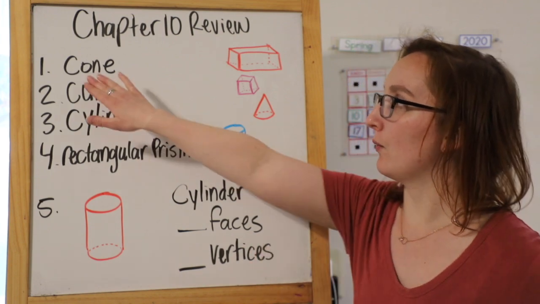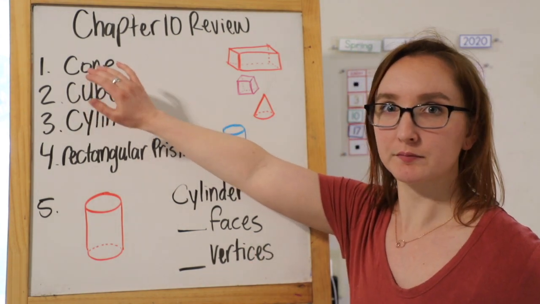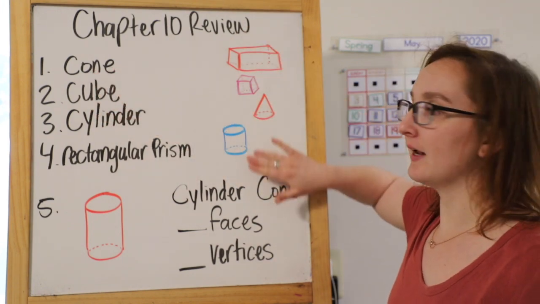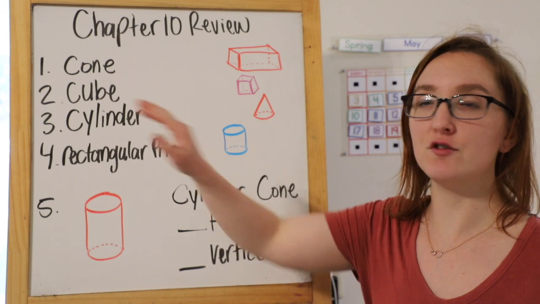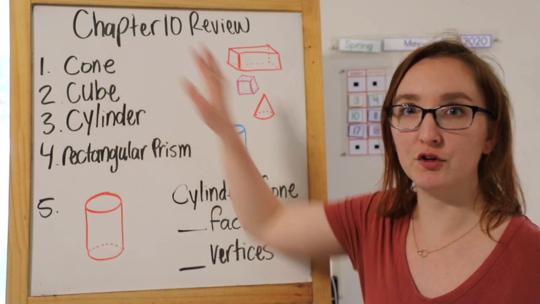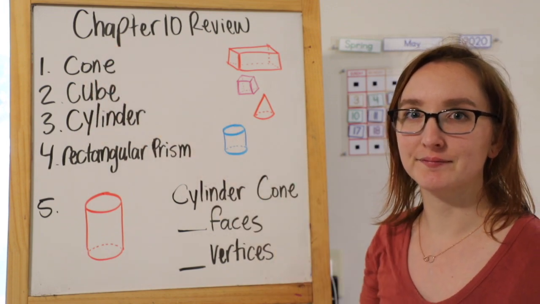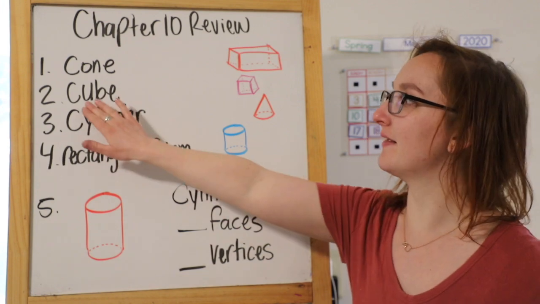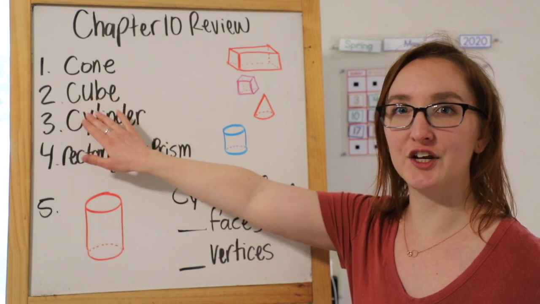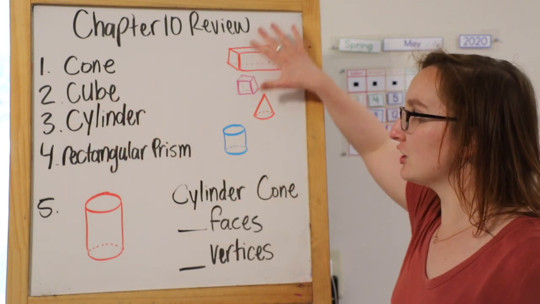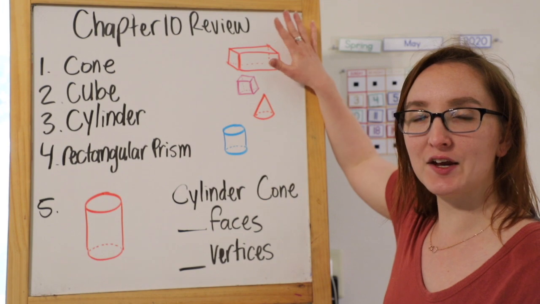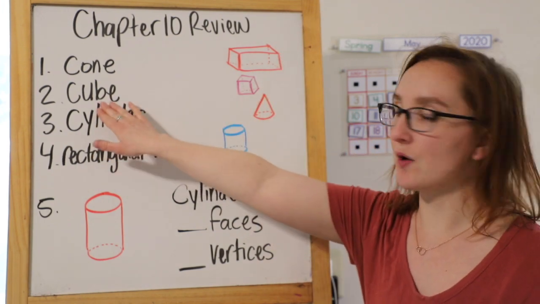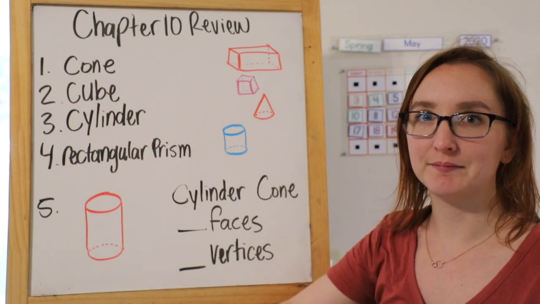So number one, we have the word cone. Cone. So which one of these shapes is a cone? And draw a line from cone to that shape over here. Alright, number two says cube. Cube. So which one of these shapes right here is a cube? Draw a line from that shape over here to our word cube to match it.